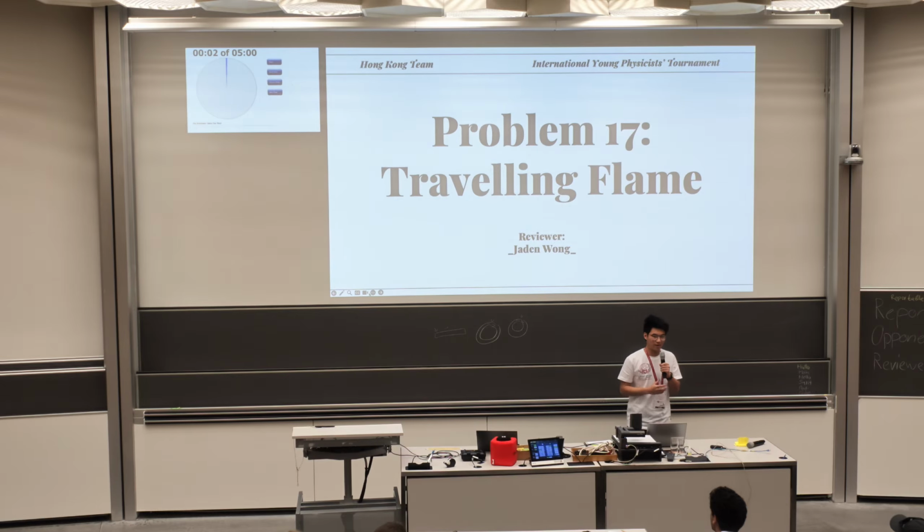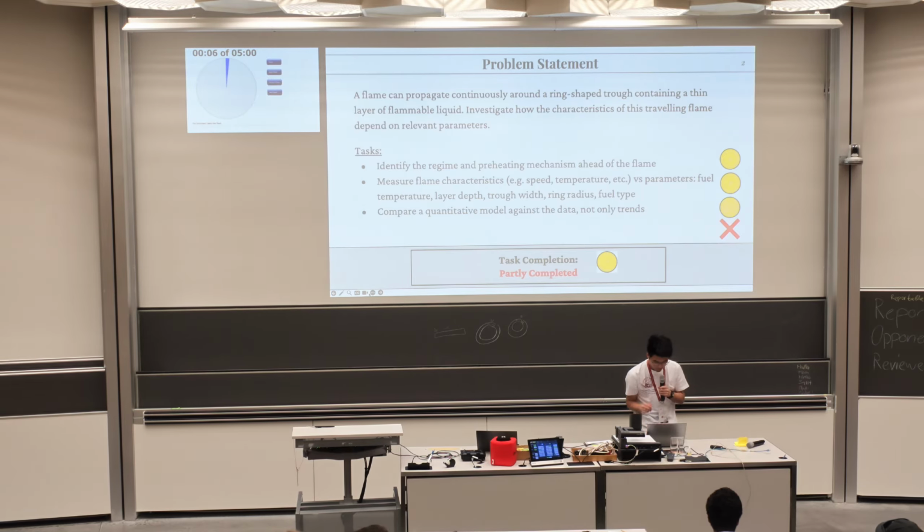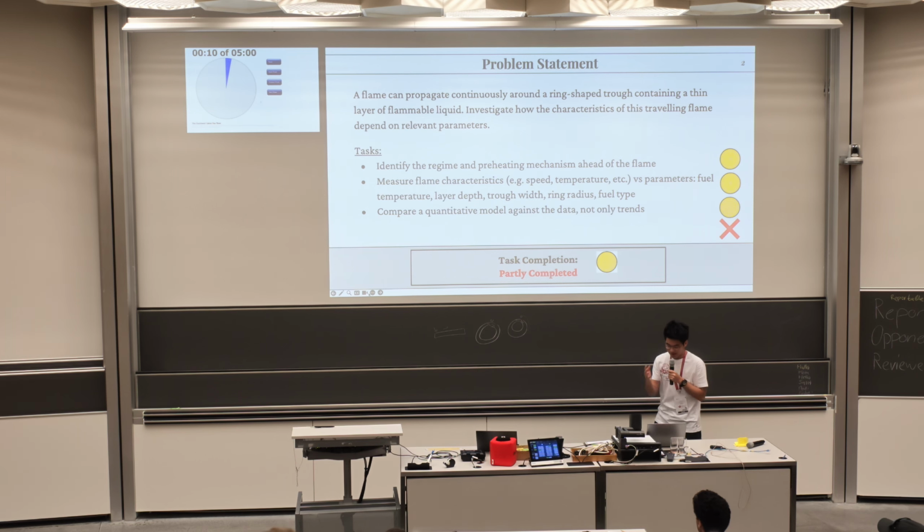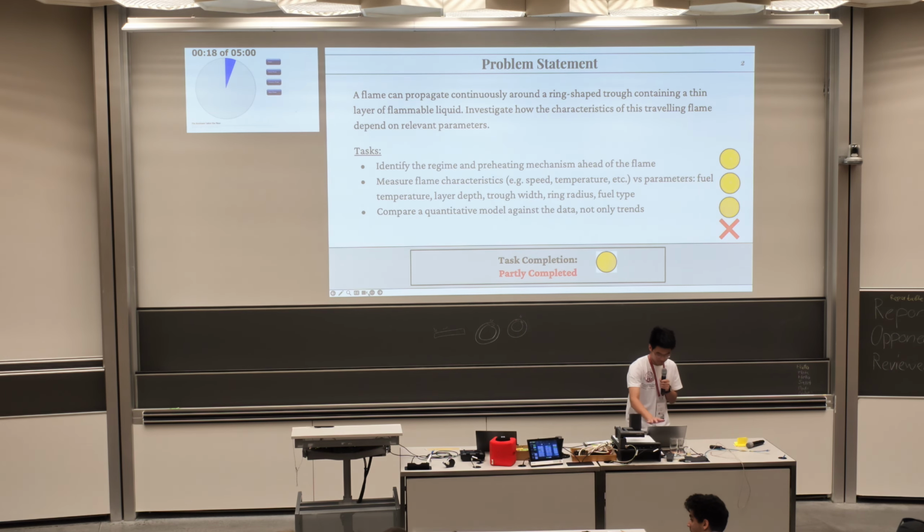Okay, so I'm Jaden Moore. I'll be representing Team Hong Kong today to review this problem of traveling flame. Firstly, moving on to the problem statement, we believe that Team Germany is correct. It's a ring shape, so we believe that the emphasis should be on the ring shape. And then we believe that there are three tasks identified from this problem.